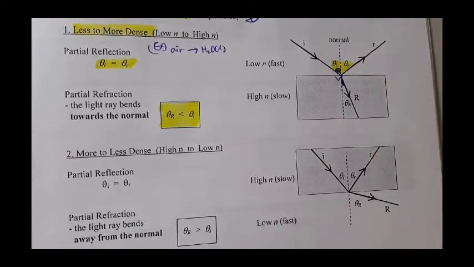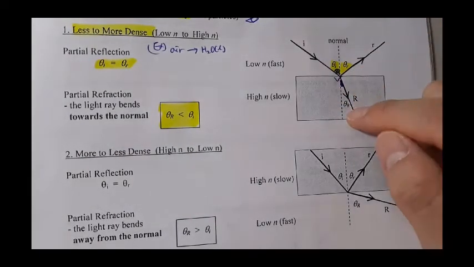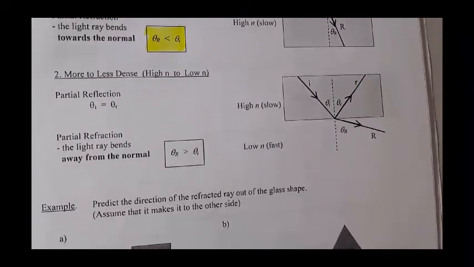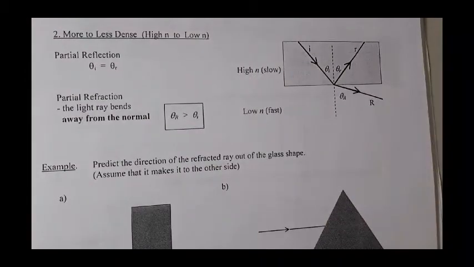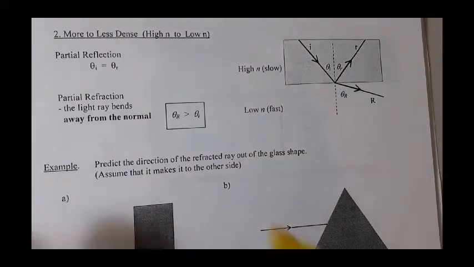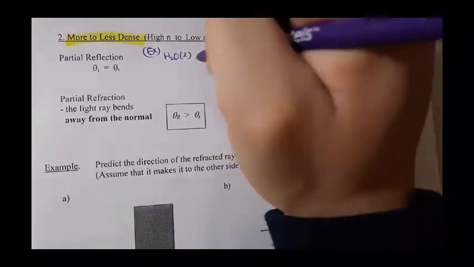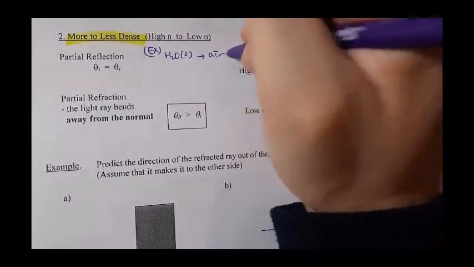This is one of the reasons why a ruler is needed, not so much a protractor, because we don't know these angles unless we use that mathematical formula again, like what we did. If you go to a second situation, now it's completely opposite. More to less dense. This is again a situation where you're shining something from water to air, something like that.